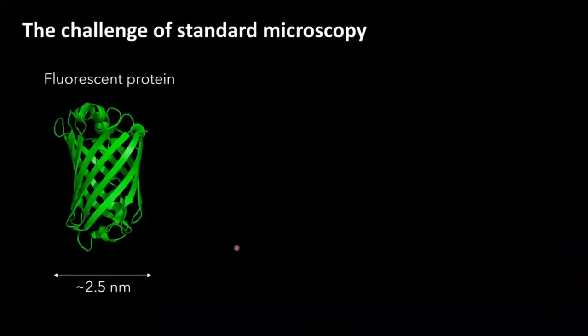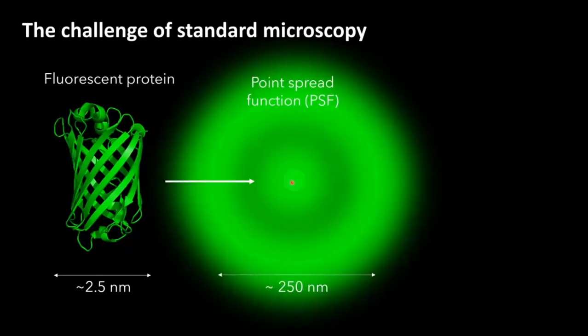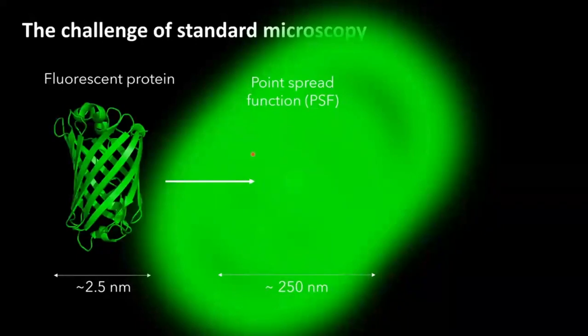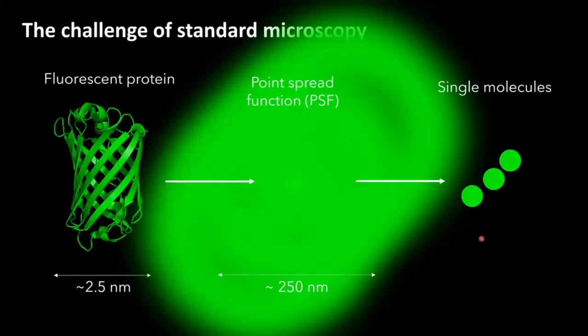If we look at this technique a little bit more closely, take, for example, this GFP protein, which is 2.5 nanometers in diameter. If we activate fluorescence, we would expect to see a very small spot. But in reality, what we see is a larger, fuzzier spot called a point spread function, and it's 250 nanometers in size. And we have lots of fluorescent proteins that are located close to one another, and we just see a big blurry spot.